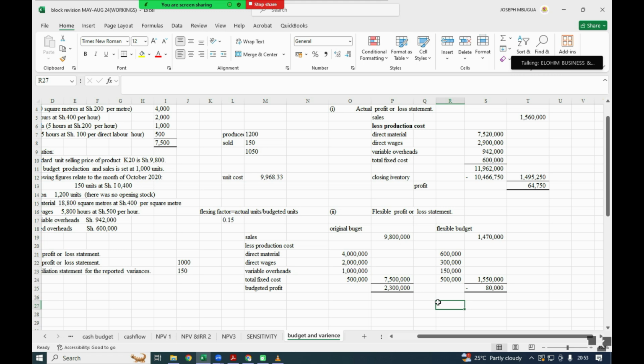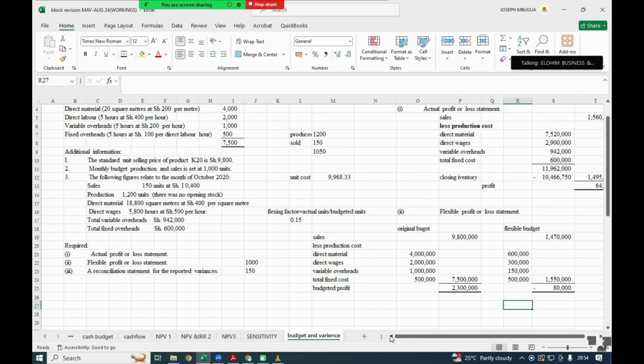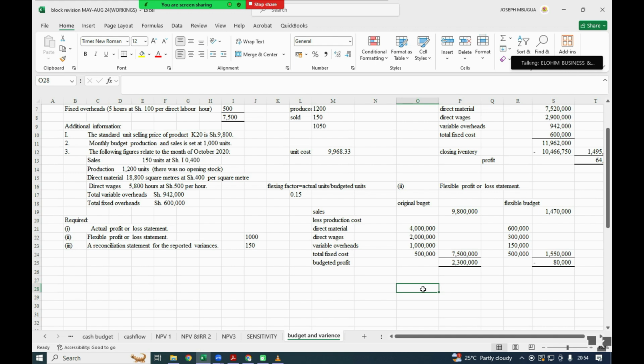The easier one is this one, which does not have confusion on whether you are sure of the figure that you're getting or not. This one is direct, because whatever you get as your original, then that is what you will get as the flexible. You flex that, and the only part that we are flexing is the variable overhead. So we do that part of the reconciliation now, the reconciliation statement for the reported variances.